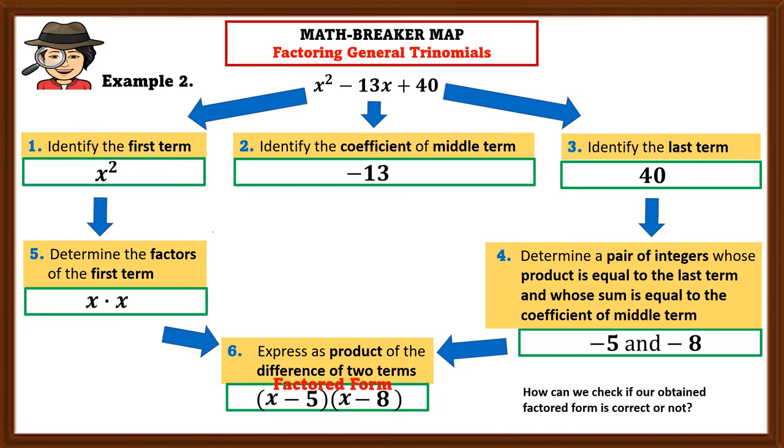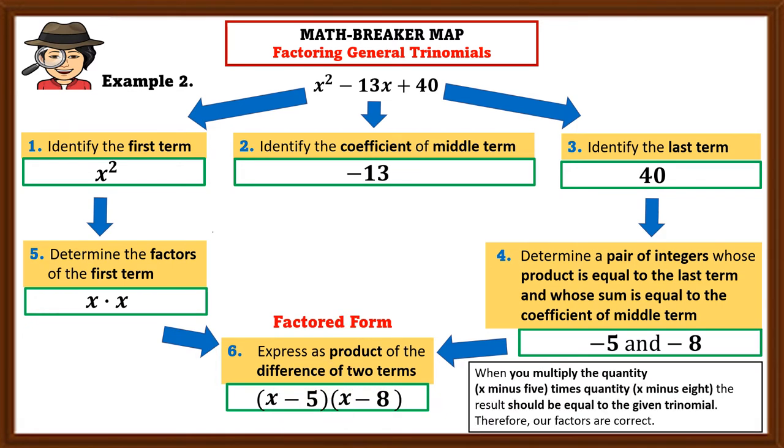How can we check if our obtained factored form is correct or not? When you multiply the quantity x minus 5 times the quantity x minus 8, the result should be equal to the given general trinomial x squared minus 13x plus 40. Therefore, our factors are correct.